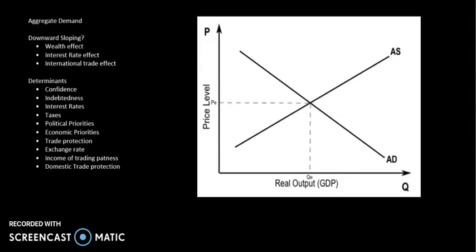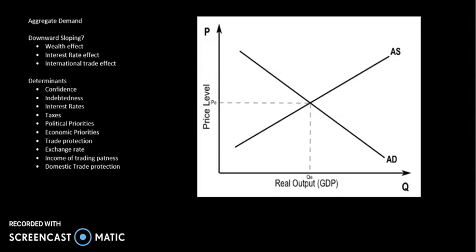So when wealth decreases, consumers feel poorer, so they're less likely to spend. So the total spending, or the value of all goods and services that all buyers in an economy are able and willing to buy in a given period of time, or aggregate demand, will then decrease. So we see as price level increases, aggregate demand goes that way.